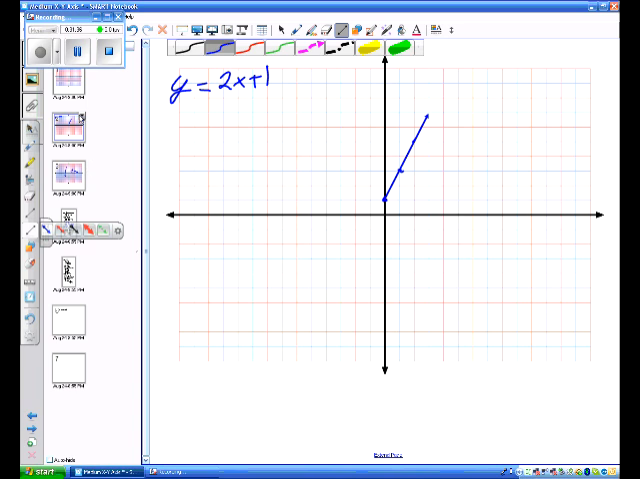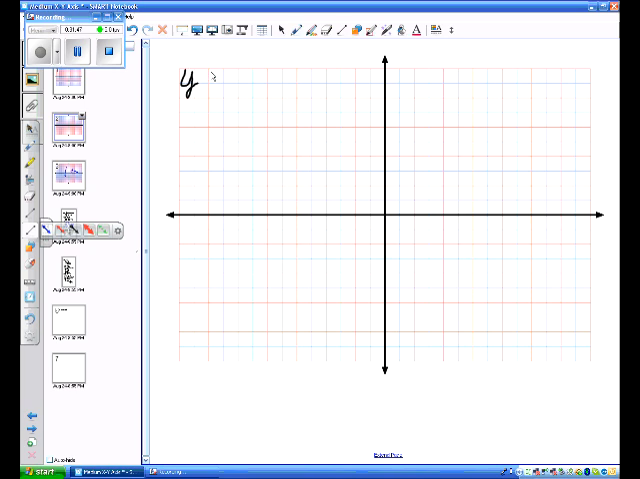If we wanted to graph, say we want to graph y is equal to negative 2/3 x plus 3. Now in this, I left out my x. Okay, negative 2/3 x plus 3. So my y-intercept is 3. That's on my y-axis. Now I have a negative slope.